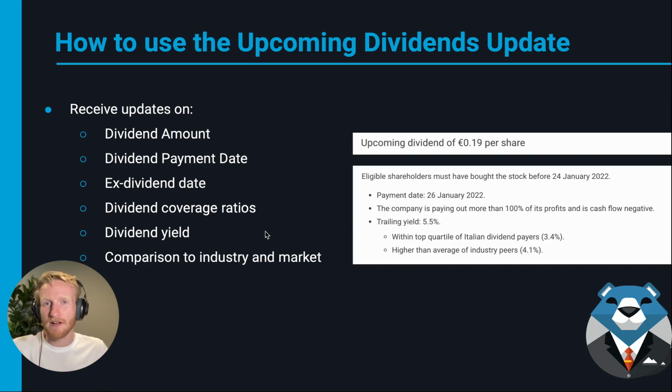Dividend yield is, obviously, the dividend per share divided by the share price. So if a company pays a $1 dividend and is trading at $10 per share, that's a 10% trailing yield. And the comparison to the industry and market is there to show us, okay, if this yield is 5.5%, how well does it compare to the industry and market that it's in? Are there better opportunities out there, or is this one of the standout opportunities? So I'll go through a few examples and show you what I mean.